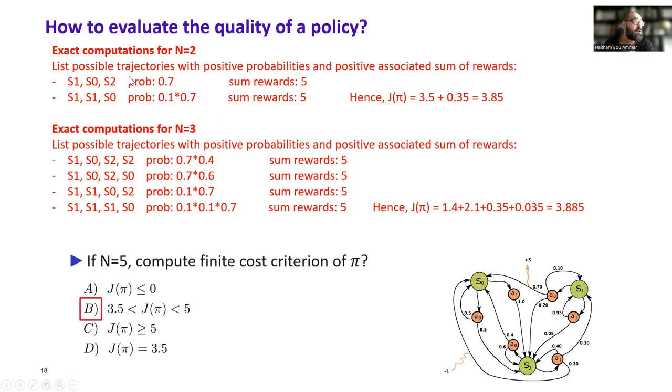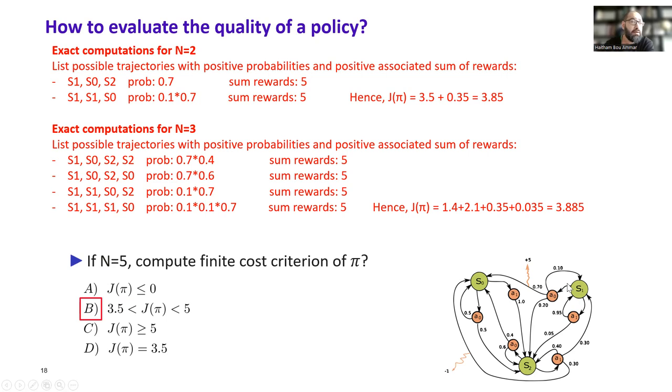So the first set of trajectories that we are going to list is, okay, either I'm at S1, and then I go to S0, then I go to S2. That's the first one. But in S1, there's a 0.1 chance I go back to S1 if I apply A0. So if I'm at S1 and I apply A0, there's a 0.1 chance I go back to S1. So I could have a trajectory that goes as S1, apply A0, I go back to S1, and then apply A0, then I can go back to S0, right?